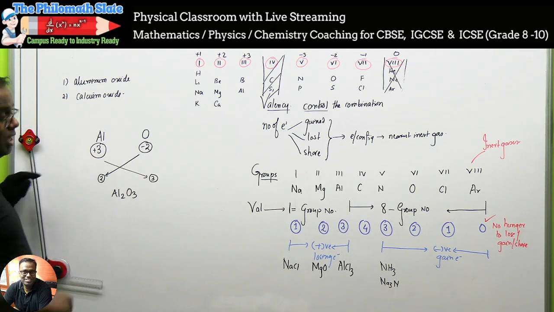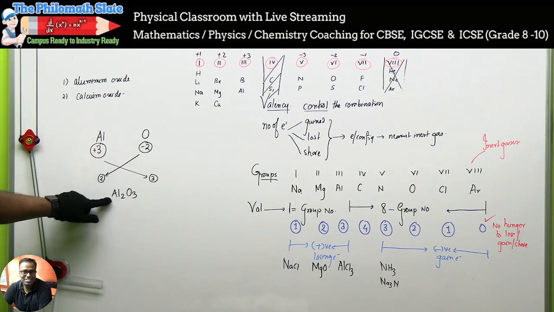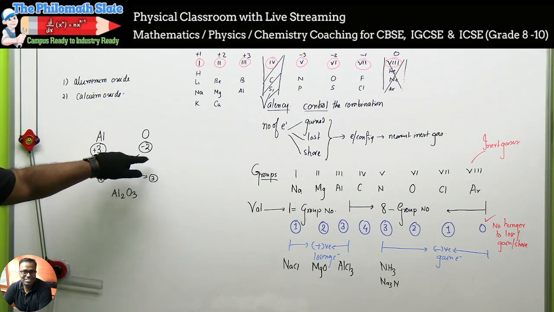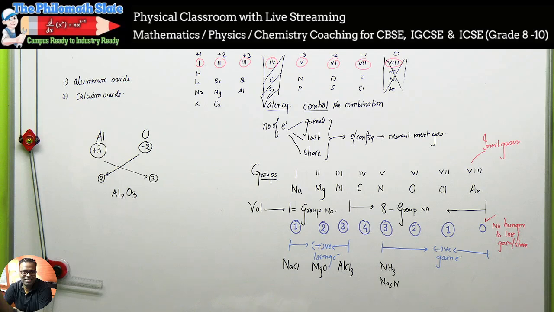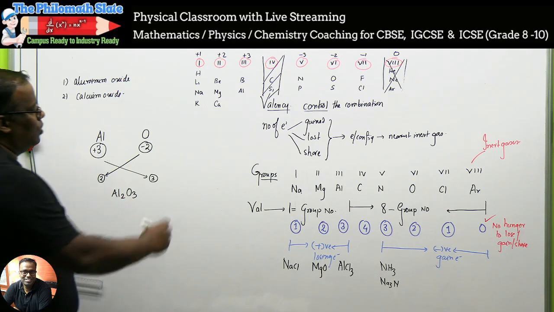Now cross check. Aluminum was 3 plus. 2 of aluminum means 6 plus. Oxygen was 2 minus. 3 of oxygen means 6 minus. Balanced. Calcium oxide. बोलो कौन कौन होगा?